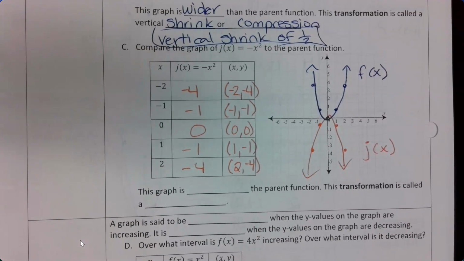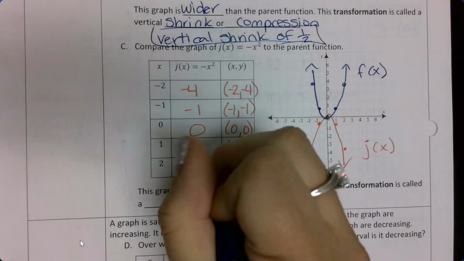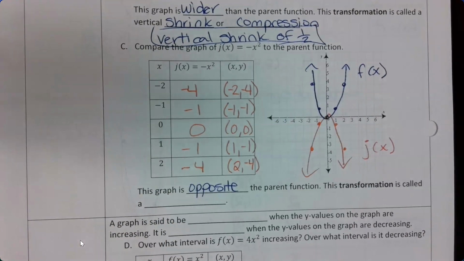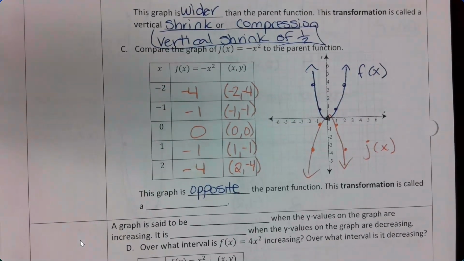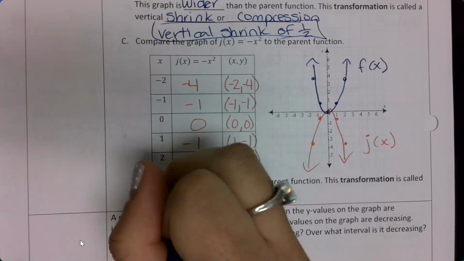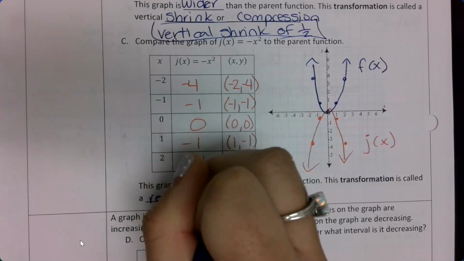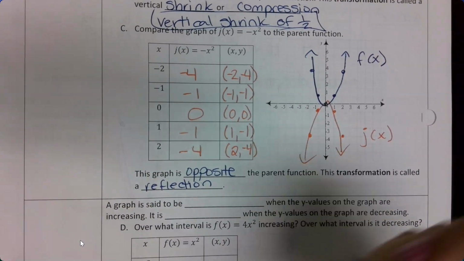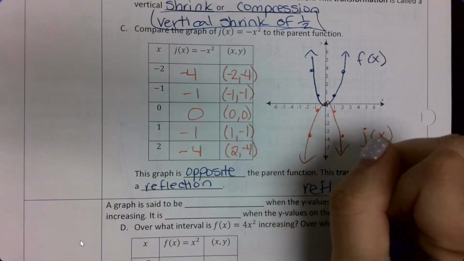So how is the red one different than the blue one now? Yep. So that's my first blank, is it's opposite the parent function. And what do you think the official name for this is called? A reflection. So then all I have to say for this one is reflection.